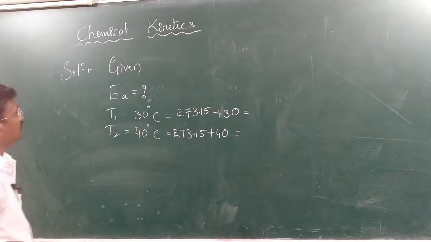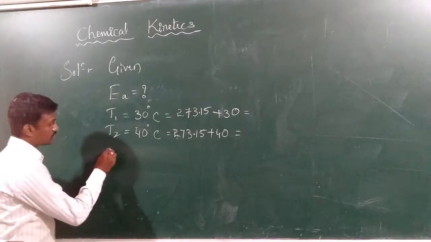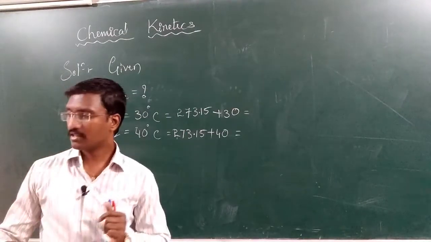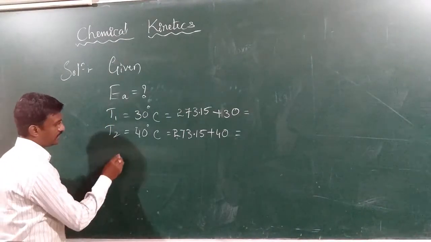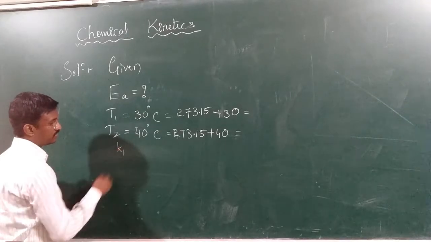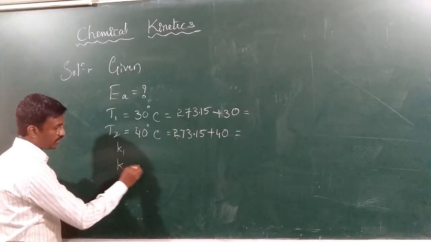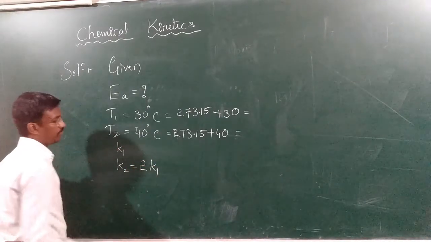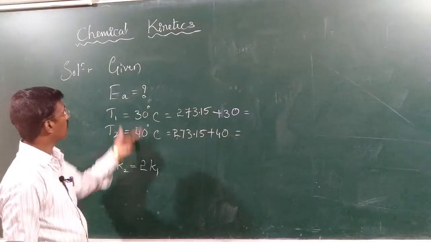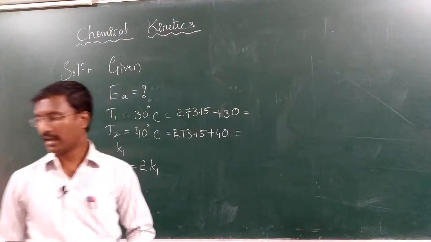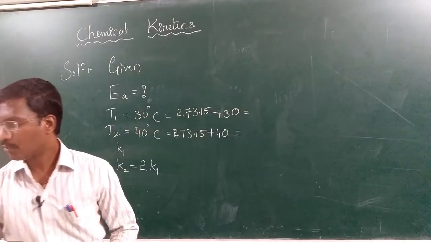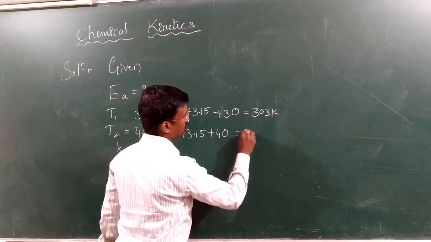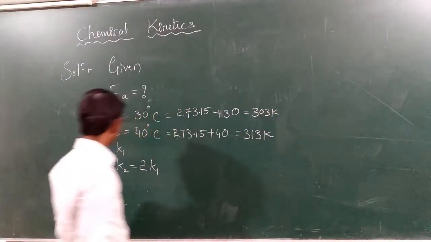This is the conversion, and they have given that the velocity of the reaction is double. Think that the initial rate constant is K1, and the final K2 is double the initial, means K2 is equal to 2 K1. Using this relation, you can solve for the Ea value, means activation energy. So here 30 is nothing but 303 Kelvin, and 40 is 313 Kelvin.